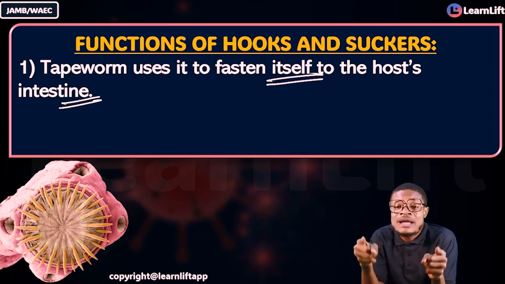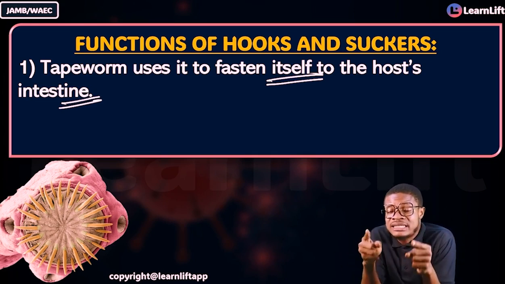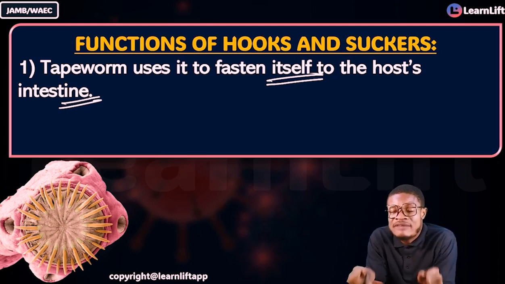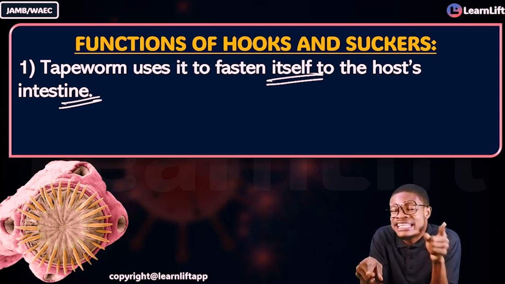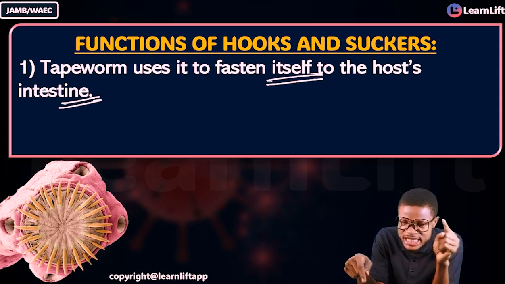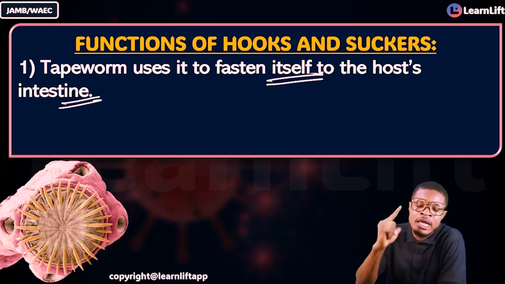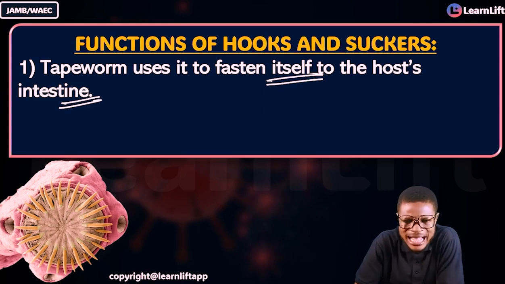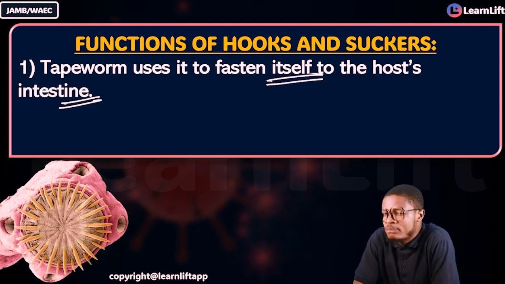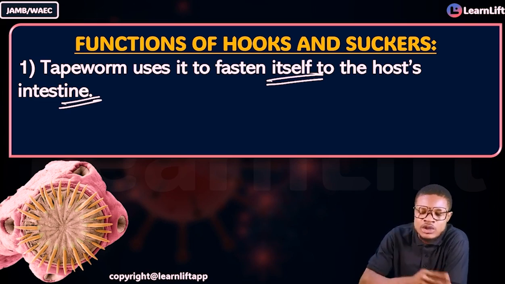Where does the tapeworm reside? It resides in the human what? Intestine. Which of the intestine? The small intestine, where you have your digested food. Not the large intestine, but your small intestine. As you proceed in nutrition, the small intestine is made up of 3 major parts. Number 1 is called the duodenum. Number 2 is called the ileum. And number 3 is called the jejunum.